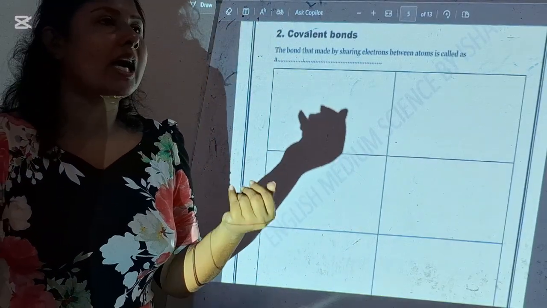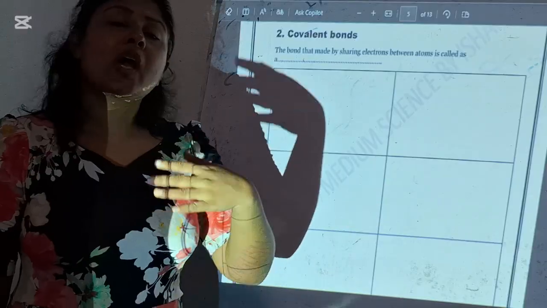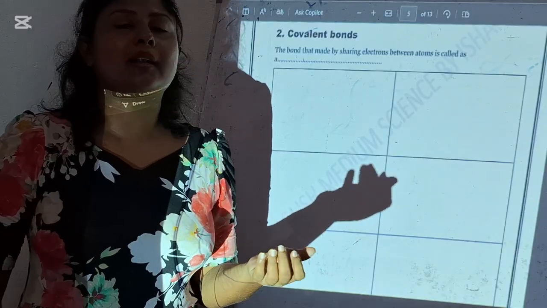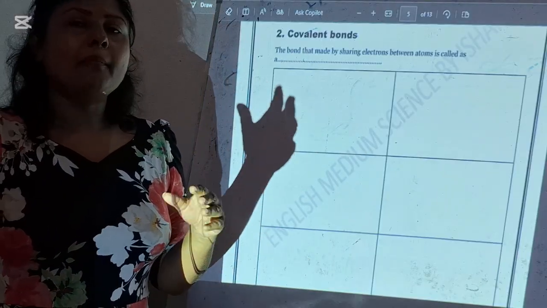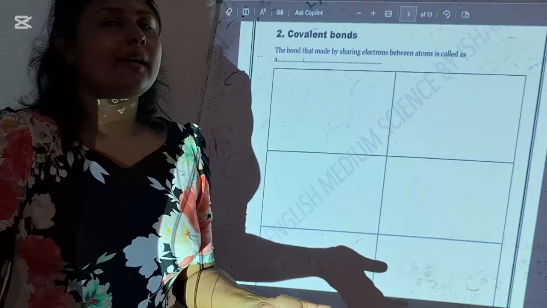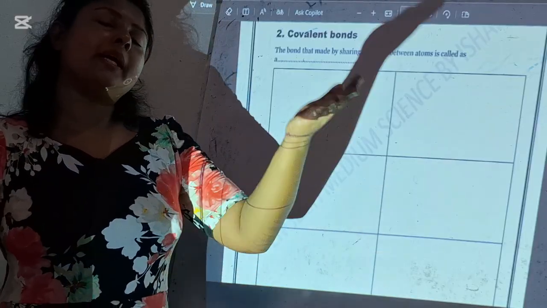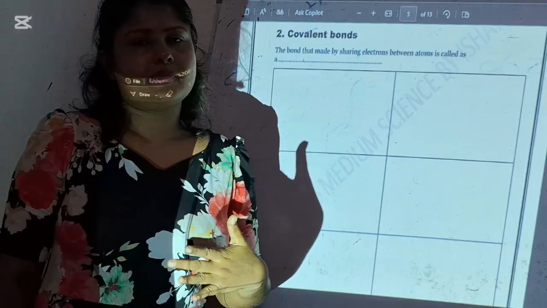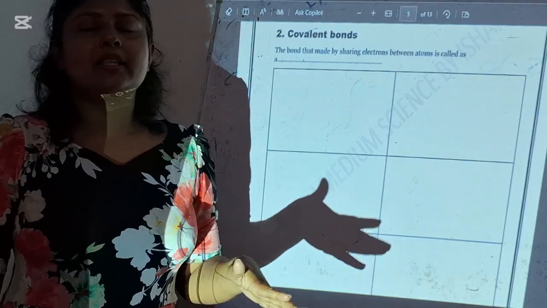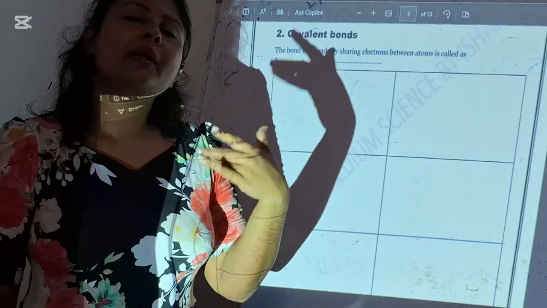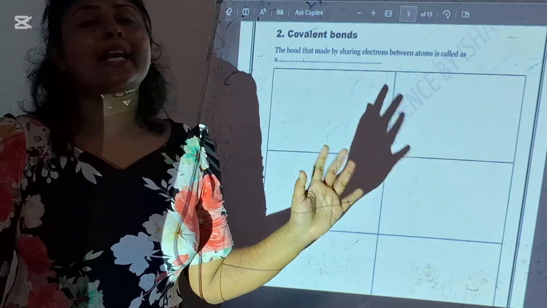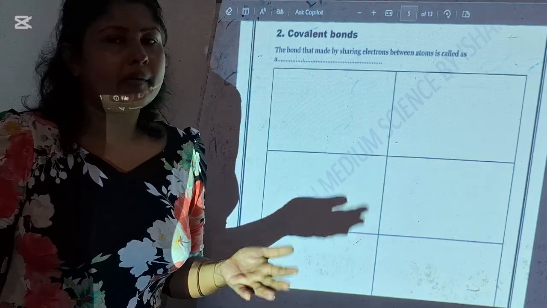Ionic bonds are forming by completely giving electrons and by completely gaining electrons. Those bonds we talked about in the previous section. දැන් අපි ඉන්නේ covalent bonds වලනේ.